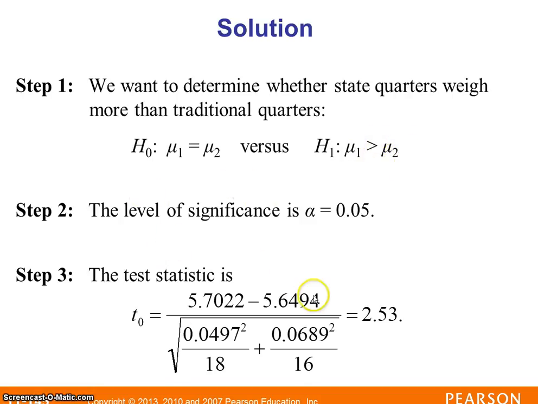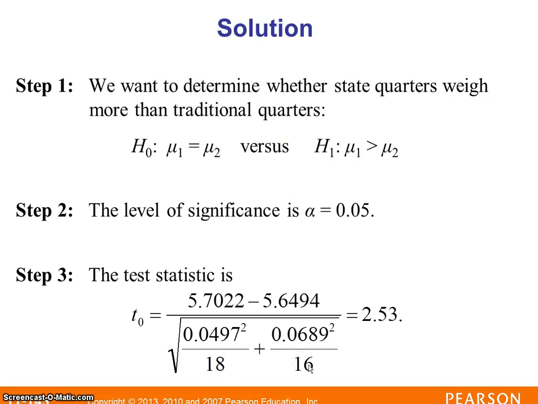So calculate everything out. Again, I'm probably not going to have you calculate the standard deviation from scratch on these problems. I'll probably calculate those for you. But here the means and the standard deviations are already calculated. You have 18 state quarters and 16 traditional quarters, right? So this would be n1 and n2.